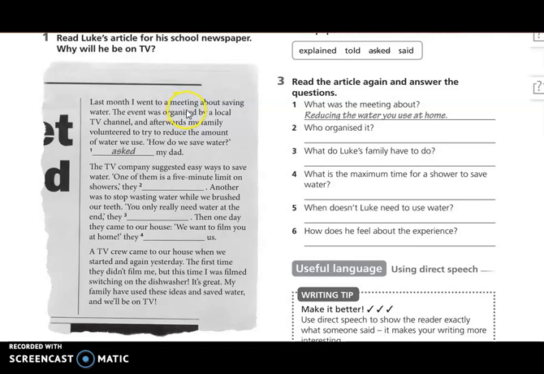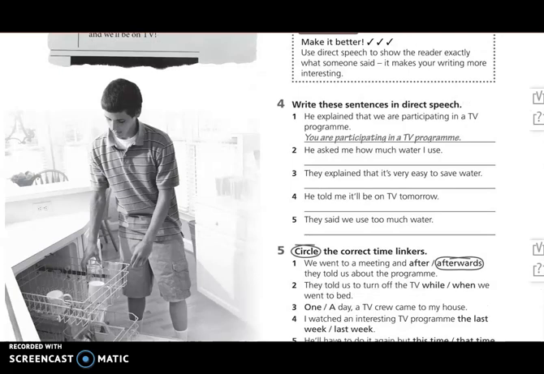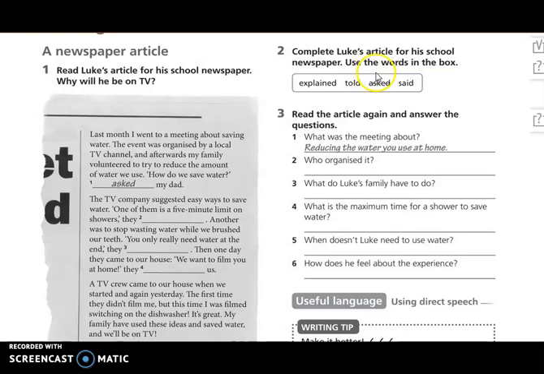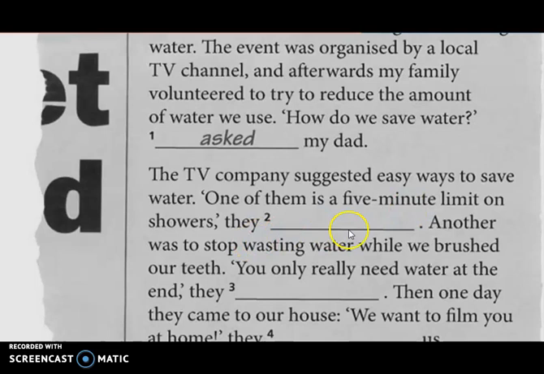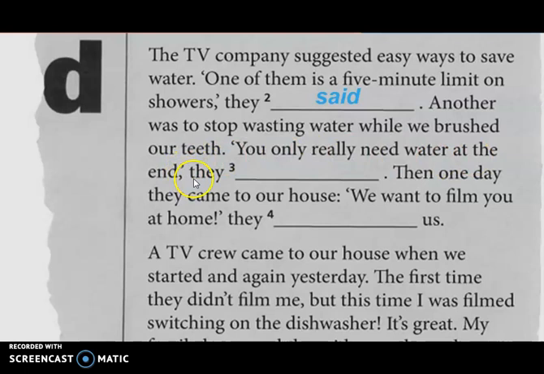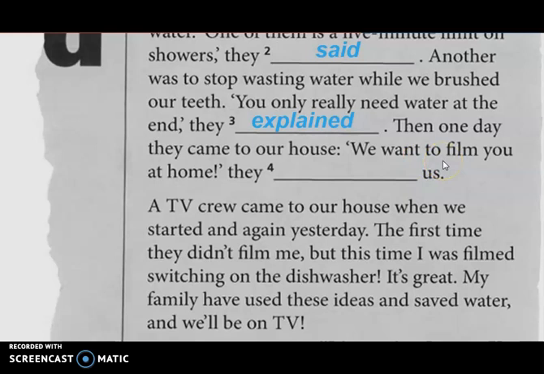Next exercise. We have to complete Luke's article for his school newspaper. Use the words in the box. We have explained, told, asked, and said. They are all reporting verbs. Here we have an example. Do we save water? asked my dad. Next one. One of them is a 5-minute limit on showers, they said. Number three. You only really need water at the end, they explained. Finally, we want to film you at home, they told us.